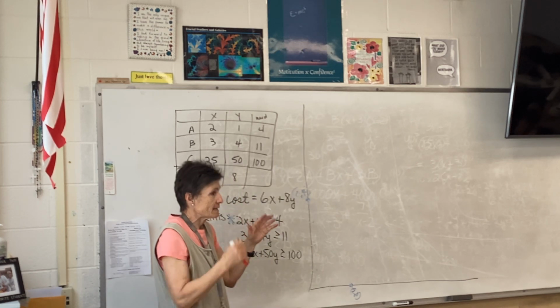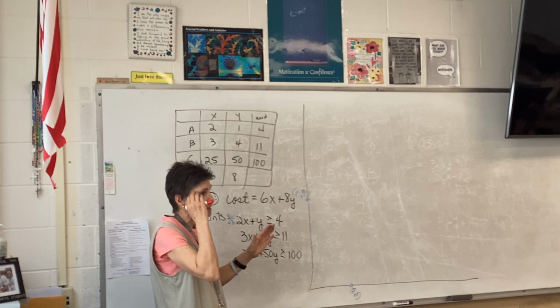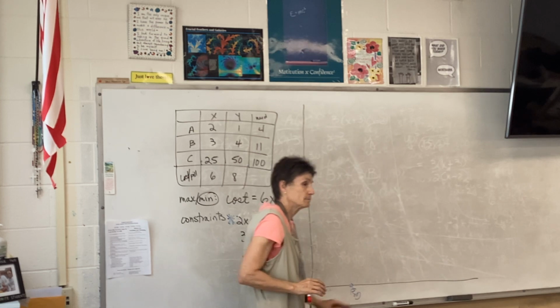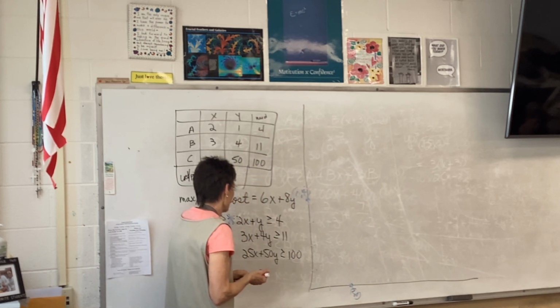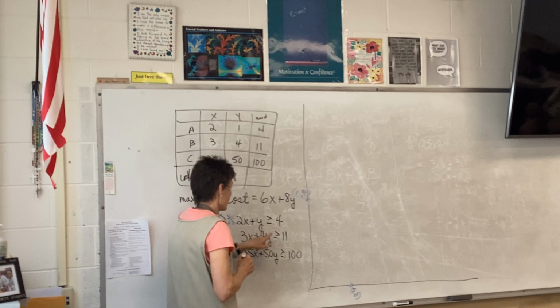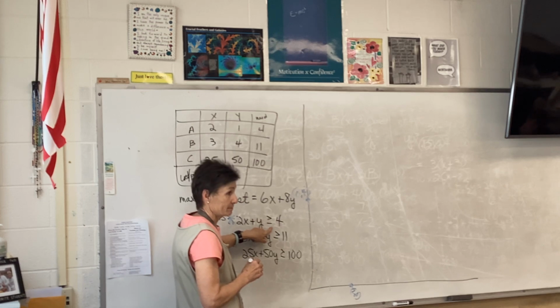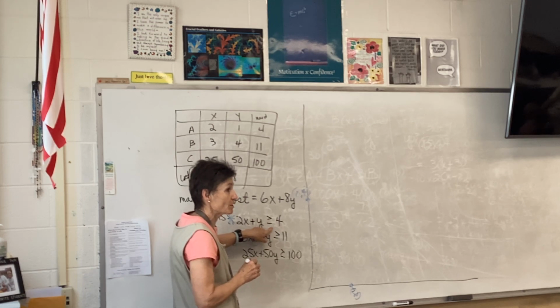And my board's already a disaster, so I'm not shading. But where would you be shading? All of this, right? Out here. All that. Well, why do we need to shade? Because it's an inequality. The answer is going to be the overlap of all the shading. If you haven't shaded, you won't know where the overlap is.